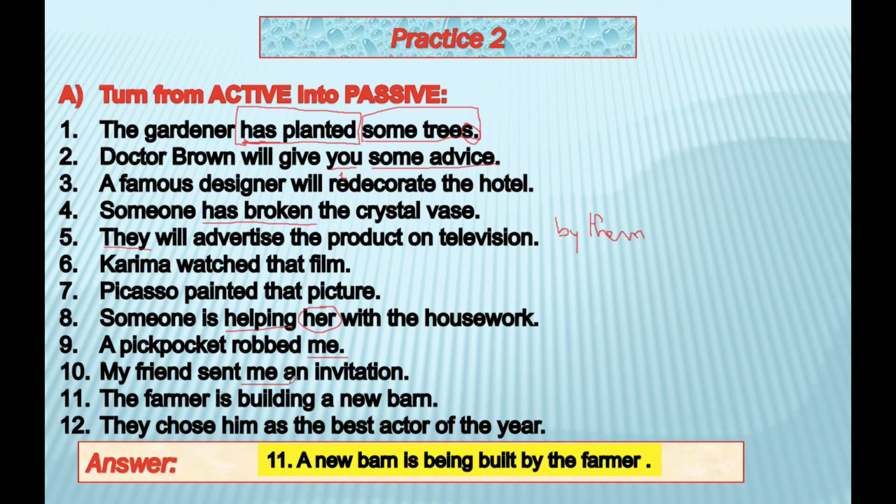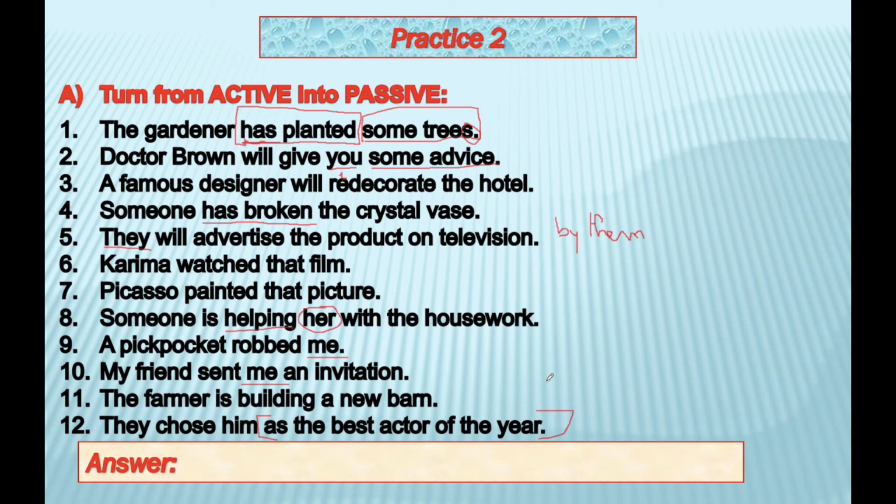They chose him as the best actor of the year. "Him" is the object. Just not to get confused between two things here, I advise you to be careful with "by". You can put it at first here or at the end. Both of them are correct. So we say: He was chosen as the best actor of the year by them. Some of you may write: He was chosen by them as the best actor of the year. Both of them are correct.